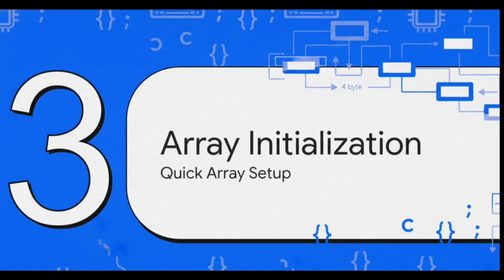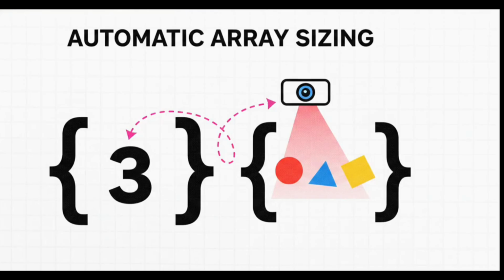Section 3. Initialization tricks. Now, here is a truly brilliant shortcut. You can actually initialize an array without even specifying the size, and the C compiler will automatically count the elements for you. Notice how we left the square brackets completely empty here? We didn't type a 3 in there. But because we immediately provided 3 values in the curly braces, 21, 29, and 25, the compiler handles all the heavy lifting. It counts the items and just locks the array size at 3. It's clean, it's elegant, and it saves you an extra step.